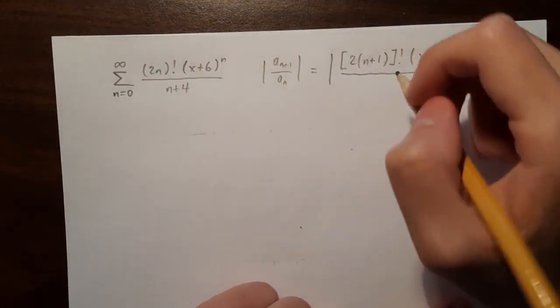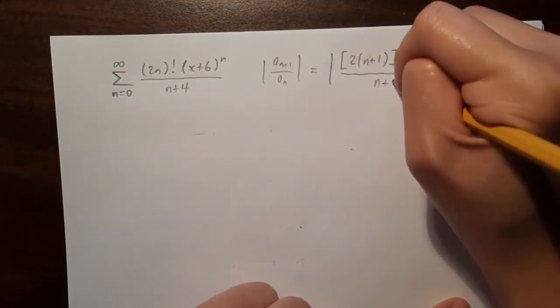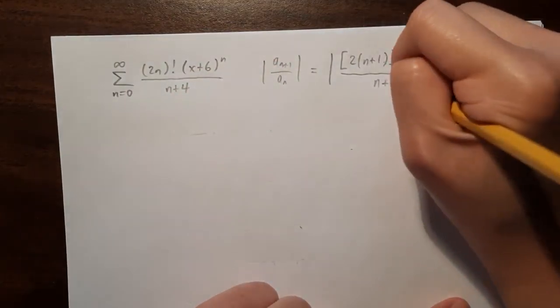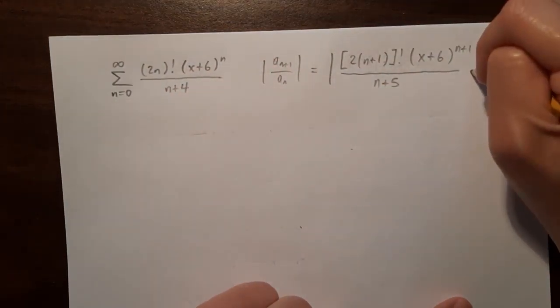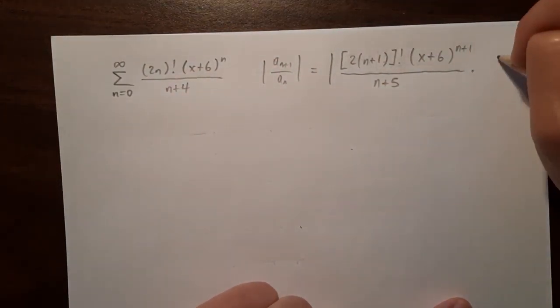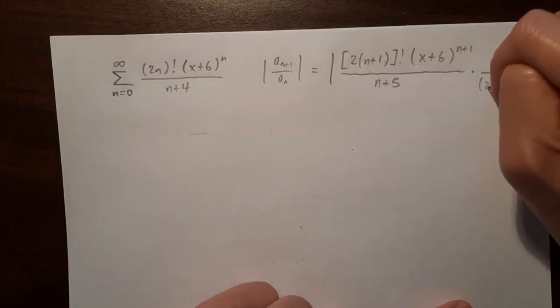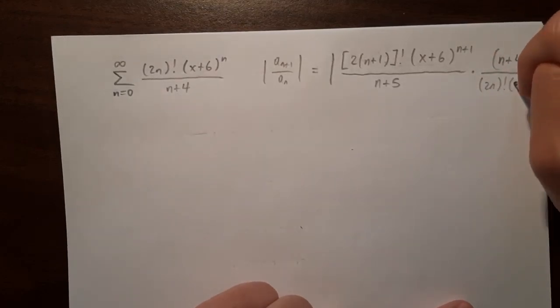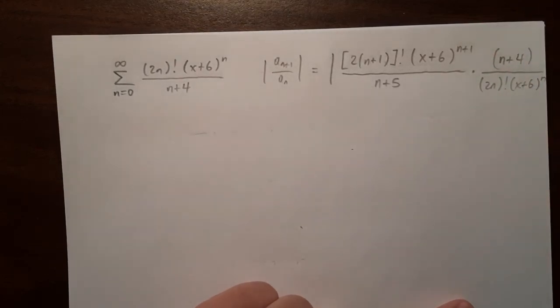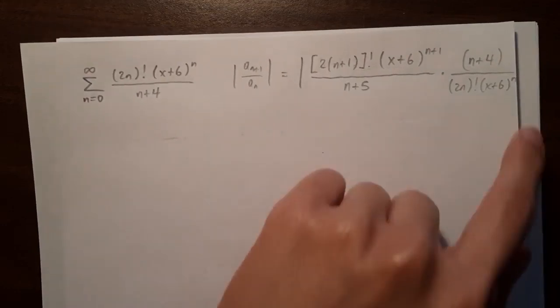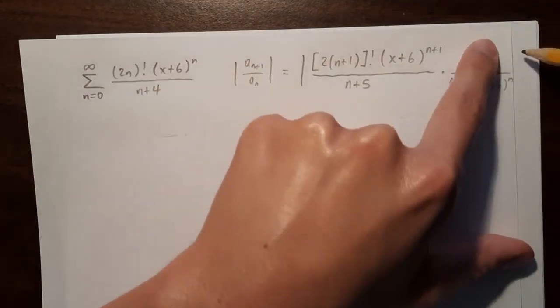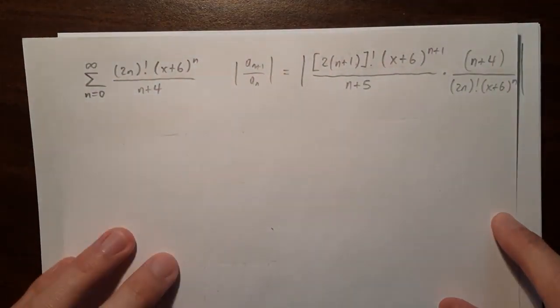All right, I think the rest is pretty straightforward. I'm going to get an n plus 1 plus 4, so that's going to become an n plus 5. And now I multiply by the reciprocal of the original, so that's going to be n plus 4. I'll go ahead and put it in parentheses. And on bottom, just copy-paste, x plus 6 to the n. I'm supposed to draw an absolute value bar there. Oh, there you go.